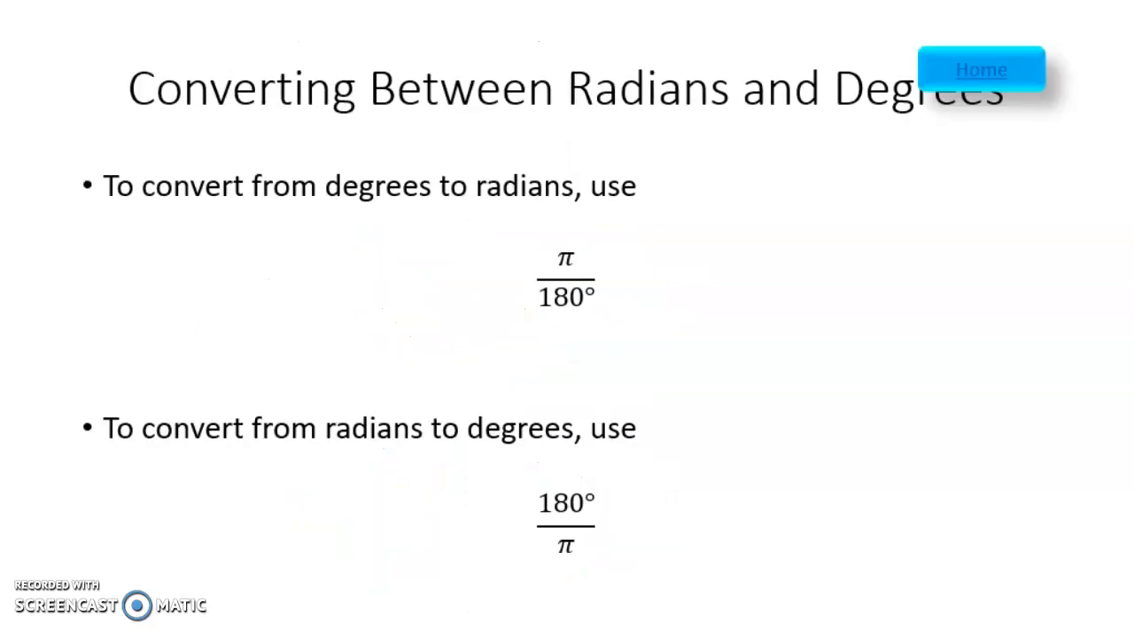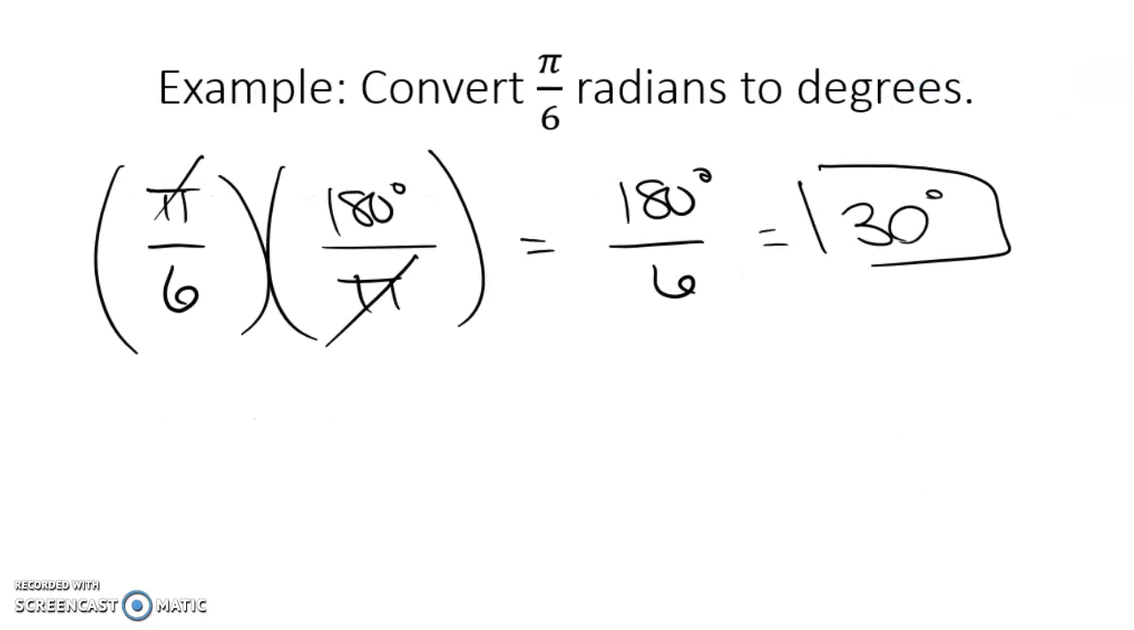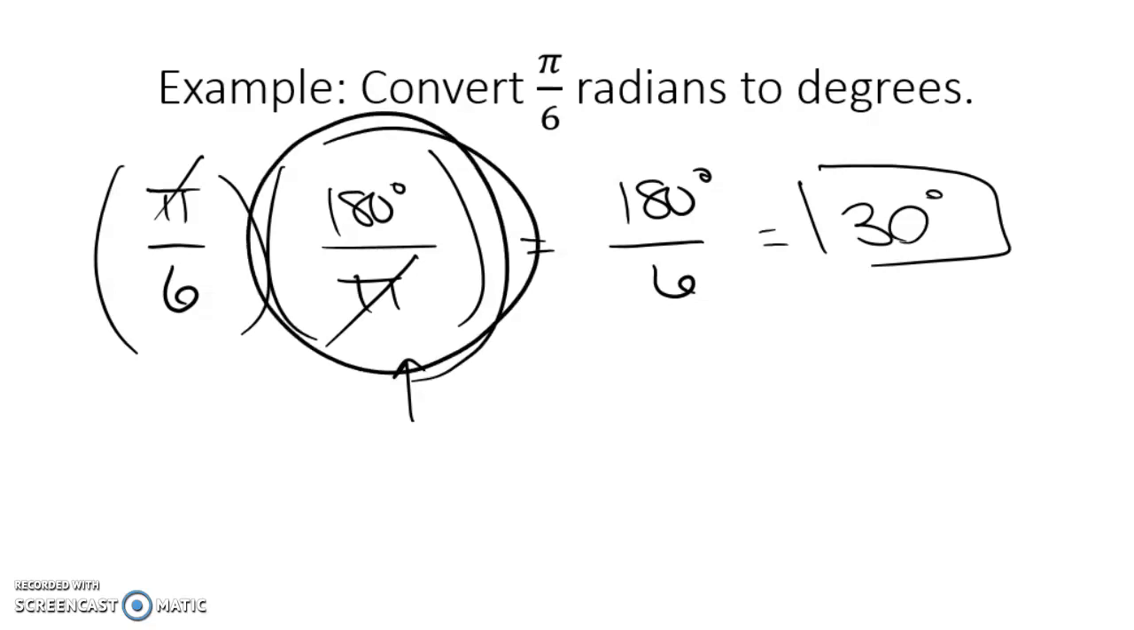And by the way, using pi over 180 or 180 over pi, we said that pi was equal to 180, so essentially it's the same thing, like saying 4 is equal to 4. Now if I put 4 over 4, that's a form of 1. That's the same thing with these. These are a form of 1. That's why we're able to multiply this to any of our radians or degrees without changing it, because this entire thing right here is a form of 1.